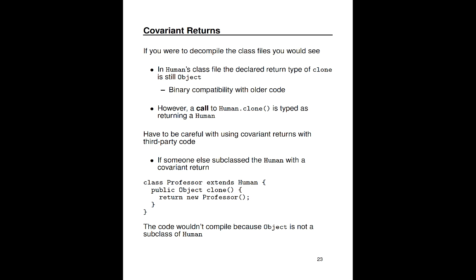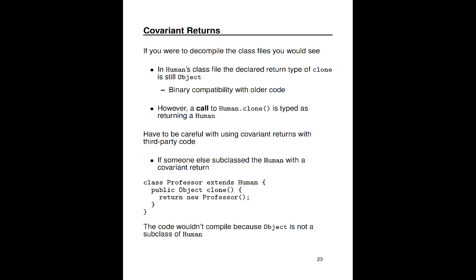Now, covariant returns were a language feature that was introduced several years after the initial release of the language. And in order to provide backwards compatibility, the way it works internally and in the bytecode is a little wonky. In order to retain backward compatibility, if you look at the human class, the bytecode actually returns object. So if it's called from older code that doesn't have covariant returns, it'll still be okay.